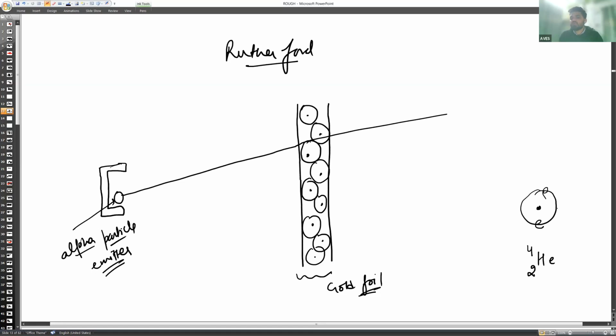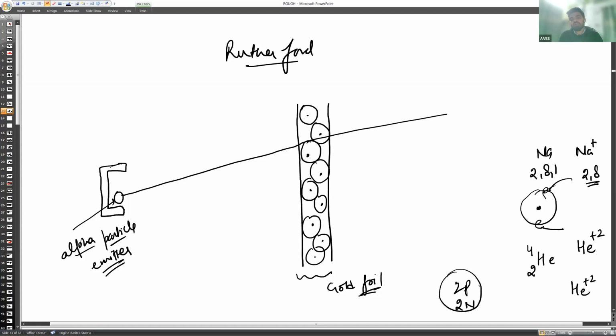If the helium atom loses both of its electrons, it will become He2+. Like sodium, when it loses one electron, it becomes Na+, which has a 2-8 electronic configuration. When helium loses both electrons, it has no electrons, which means only the nucleus of helium remains, carrying 2 protons and 2 neutrons. That is called He2+, and it is called an alpha particle.